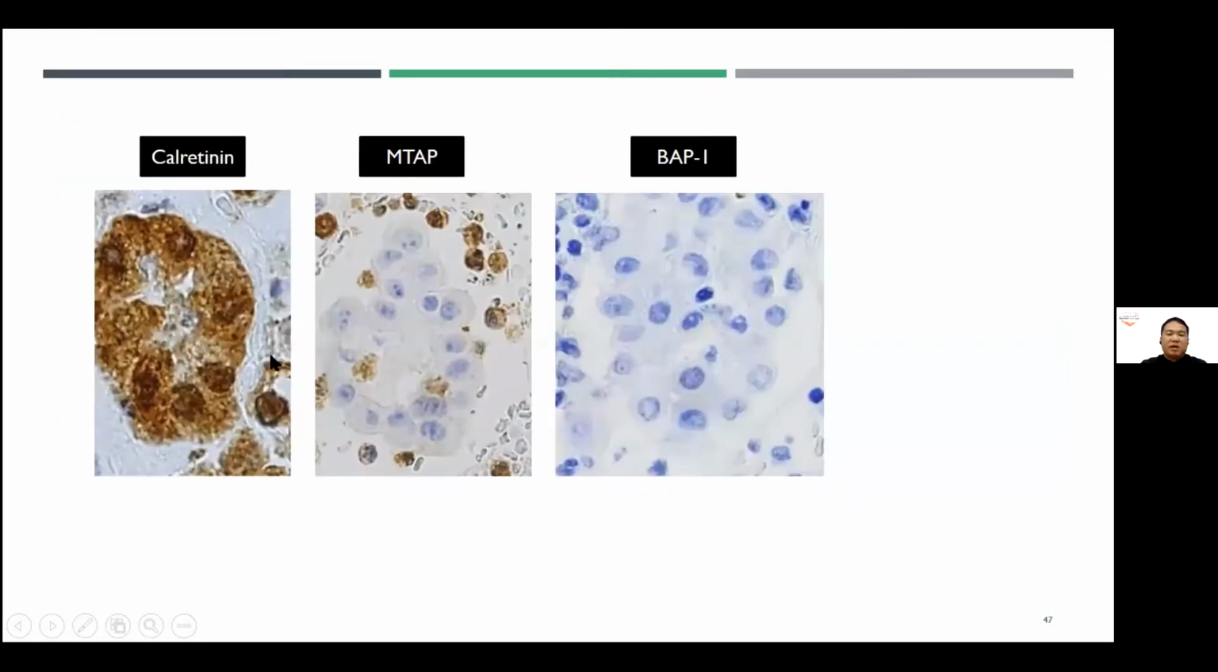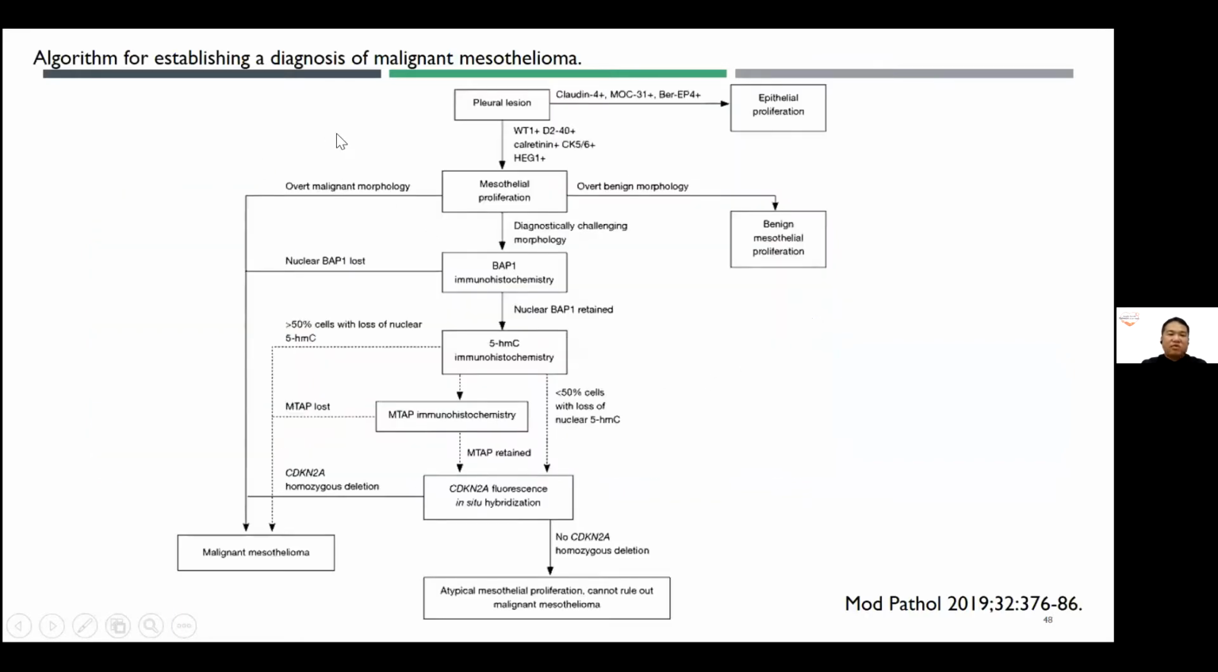Creatinine is mostly positive in mesothelioma or benign mesothelial hyperplasia. But for MTAP and BAP1, in mesothelioma they are usually negative. This is the algorithm for diagnosis of malignant mesothelioma. You can be guided by this algorithm. Pick up and exclude the metastatic adenocarcinoma and metastatic carcinoma with this panel, Claudin-4, BerEP4, MOC31, and then go through the mesothelial markers with this guidance.